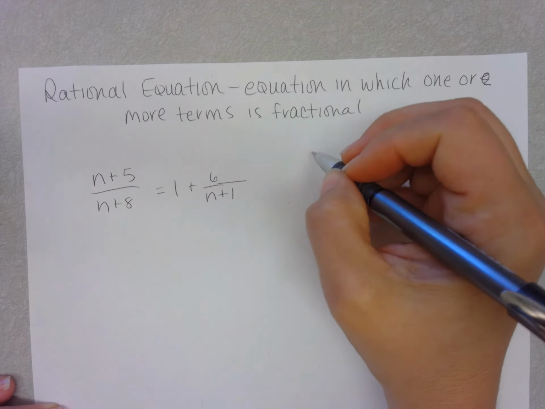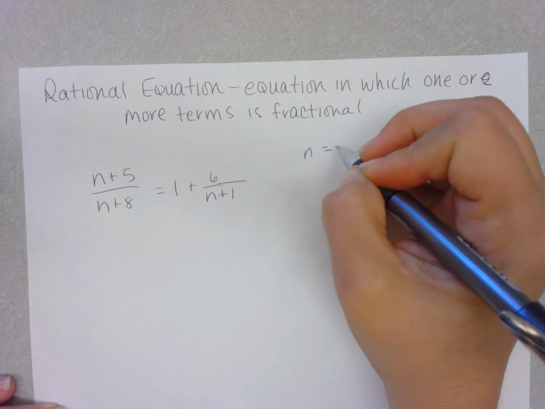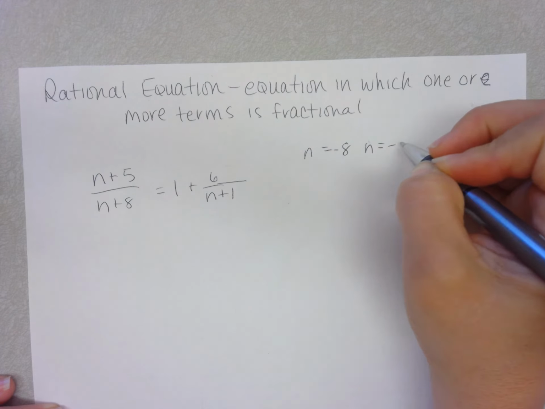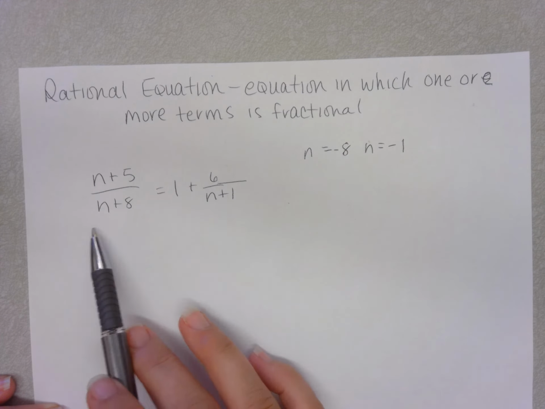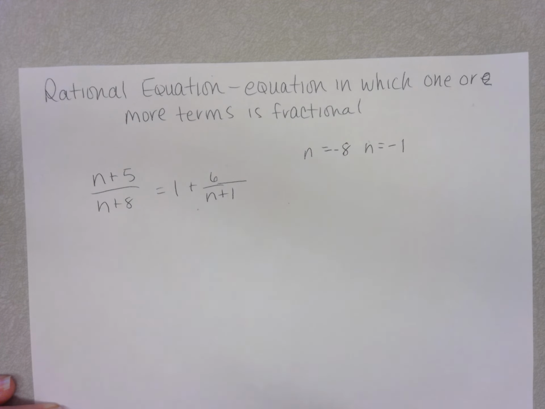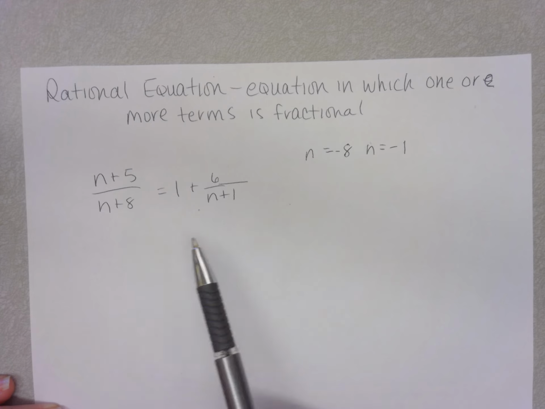So I need to be aware that n equals -8 and n equals -1 are not part of the domain of this rational equation, right? Because plugging in either one of these would give me a division by 0. So one way to solve them, and I find that this is the easier way, is to figure out what the common denominator would be and then just multiply all the terms by it.